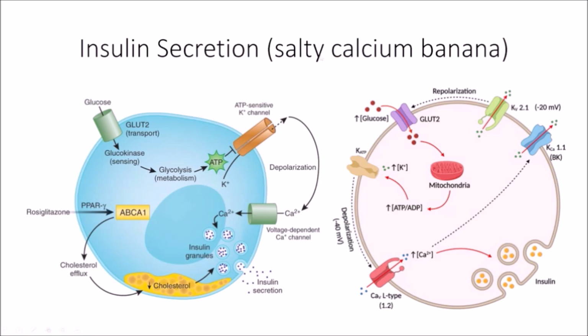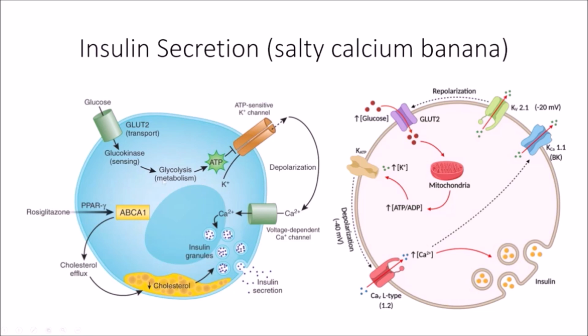I mentioned salty calcium banana at the top because you can think about insulin secretion in a similar manner to action potentials in neurons. I do have a previous video on how a neuron works that would be helpful in thinking about this. But in the neurons case, we think about them as salty bananas because they have a lot of potassium on the inside of the cell and a lot of sodium on the outside of the cell. In this case, when we're talking about pancreatic beta cells, you also have potassium on the inside, but instead of the salt, we'll think about you have calcium on the outside.